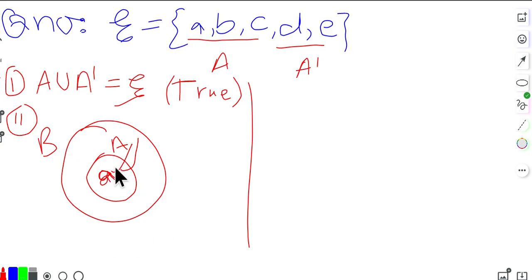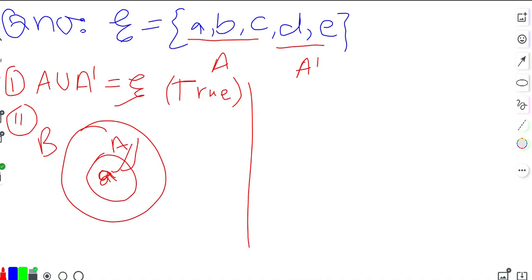Like suppose a microwave oven in your kitchen. Set A is your kitchen and set B is your home. The kitchen contains an element, which is the microwave oven. If the microwave oven is an element of the kitchen, then it is also an element of the home. So that means this statement is true.